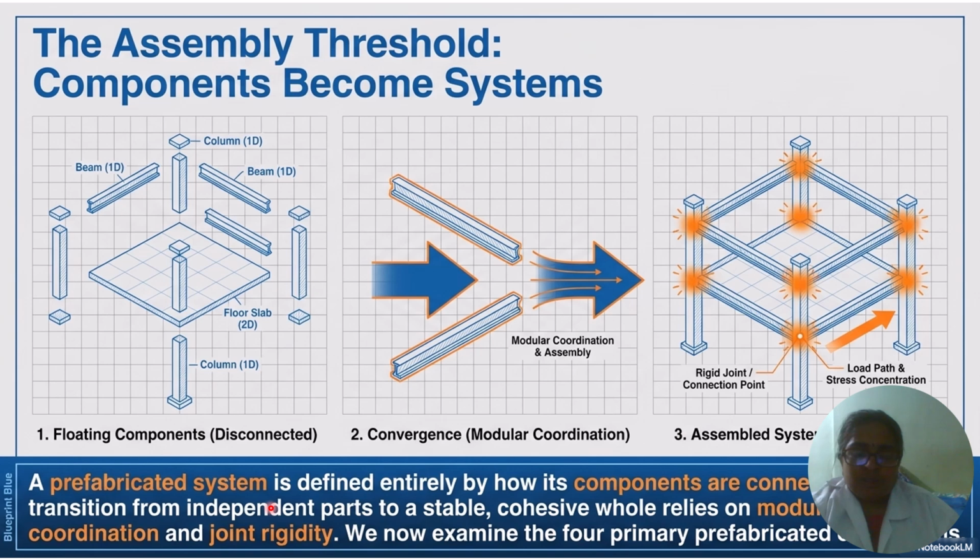A prefabricated system is defined entirely by how its components are connected. The transition from independent parts to a stable cohesive whole relies on modular coordination and joint rigidity. We now examine the four prefabricated components.